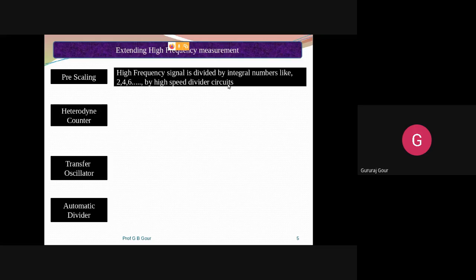And we know that if you divide anything by 2, its value will successively, or proportionally, go on decreasing.